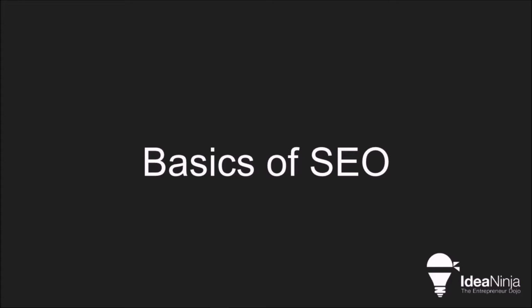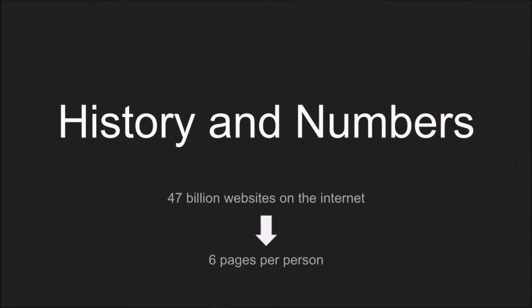In the course of this video, we will teach you some basics of SEO, because when you create a website, you want to have the most page views you can get. Therefore, appearing on one of the first positions of Google's search results page is key to generate lots of free traffic to your website. There are over 47 billion websites available on the internet, an average of more than 6 pages per person. It's a lot.